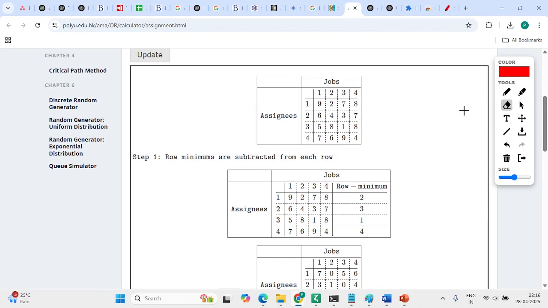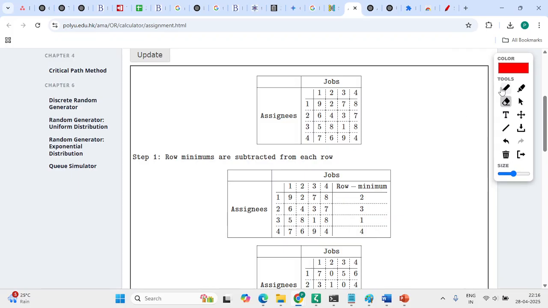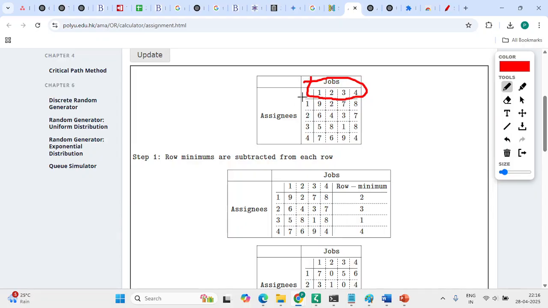So today I am going to explain how to solve an assignment problem. This is an assignment problem. Here there are 4 jobs, 1, 2, 3, 4, and there are 4 assignees, meaning 4 people who can do these jobs, and these are the costs: 9, 2, 7, 8, 6, 4, 3, 7, 5, 8, 1, 8, 7, 6, 9, 4. These are the costs.